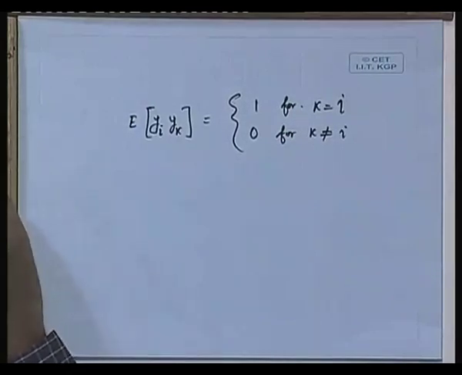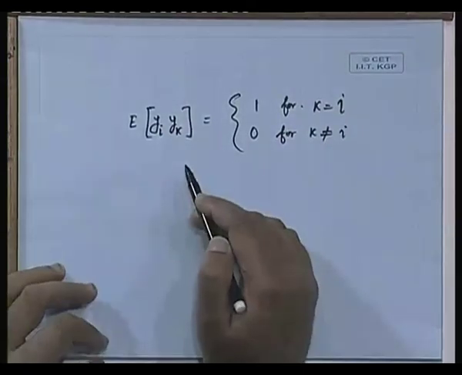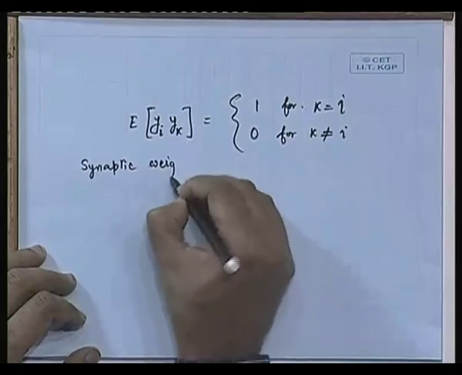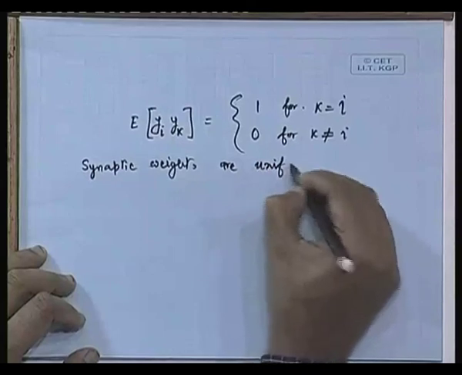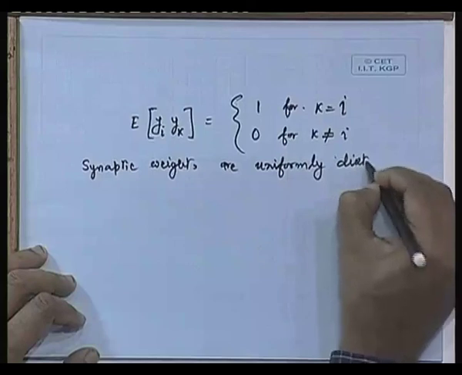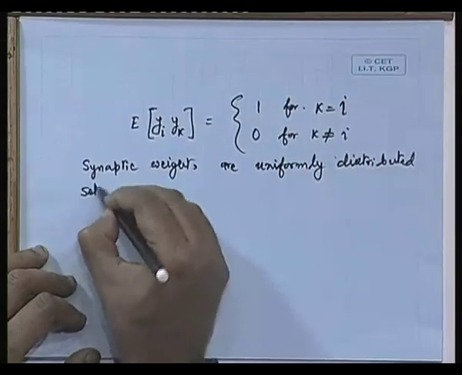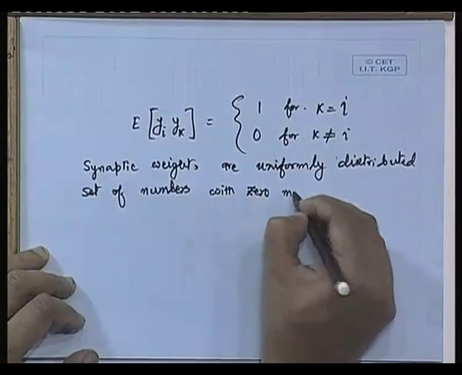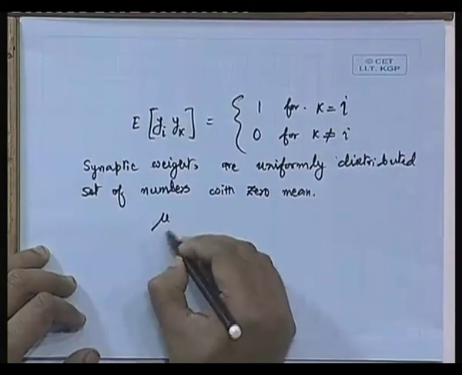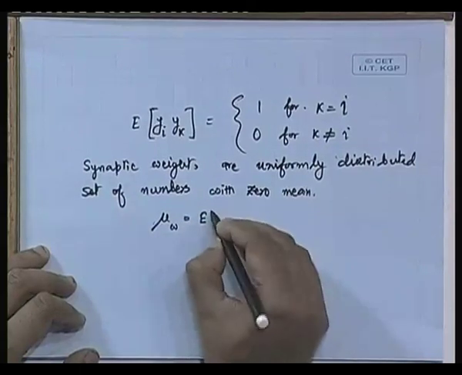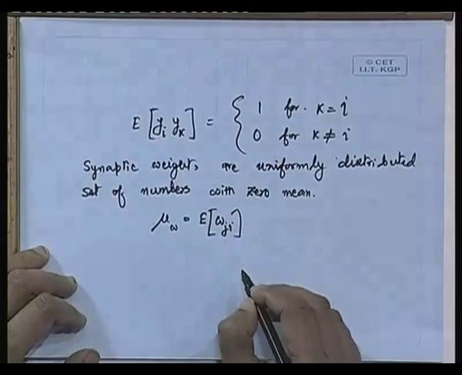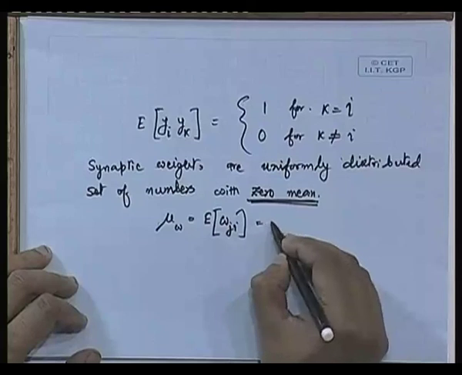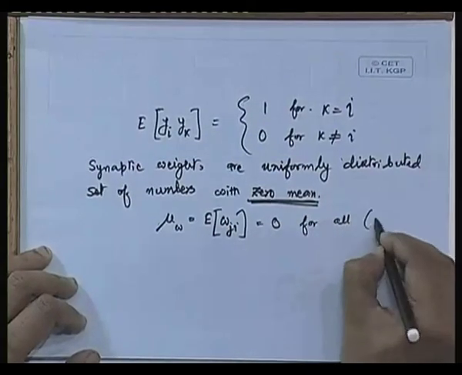And also we are making some assumptions about the synaptic weights. What we are expecting is that the synaptic weights that we are choosing here are a uniformly distributed set of numbers with 0 mean. So for which we can now write mu w, the expectation of wji, the expectation of these weights. Since we are choosing the weights also from a zero mean variable, we should have expectation of wji equal to 0 for all j, i pairs.